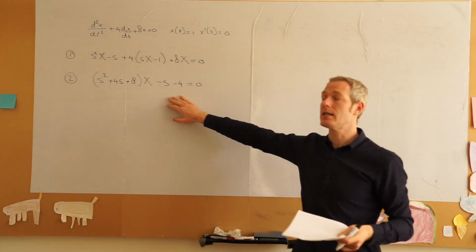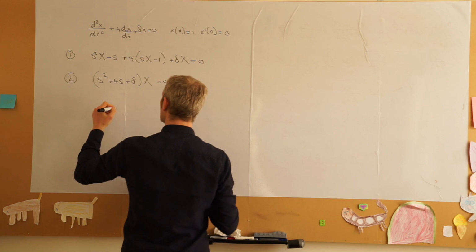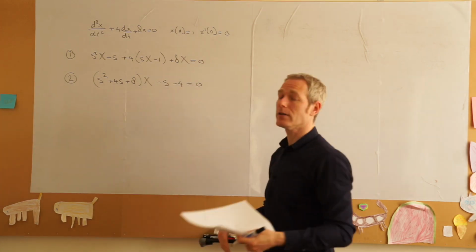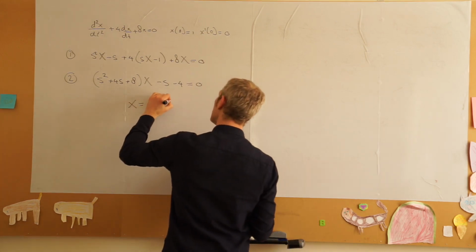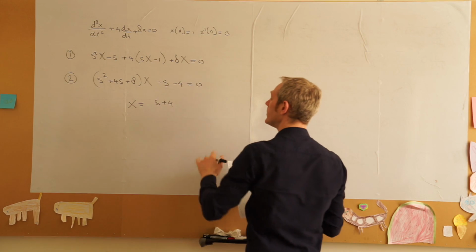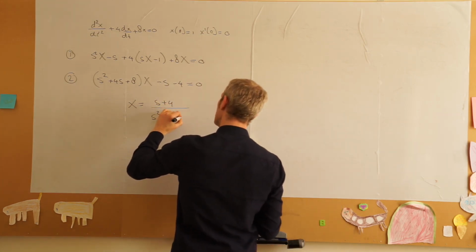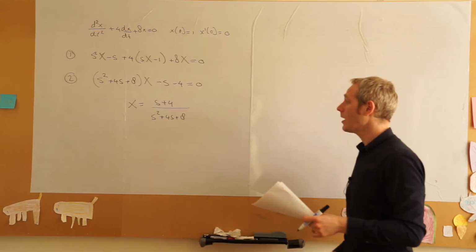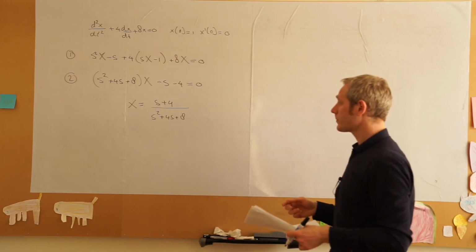We'll take this minus s and minus 4 to the other side, and we will then divide by s squared plus 4s plus 8, and I'll do both steps in one go. So we get s plus 4 divided over s squared plus 4s plus 8. And we are done with the isolation of x.